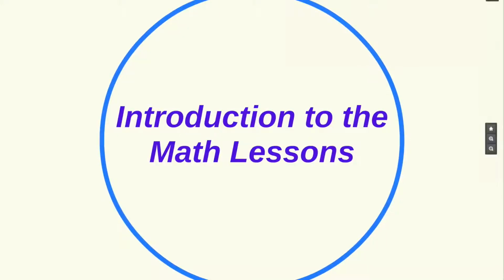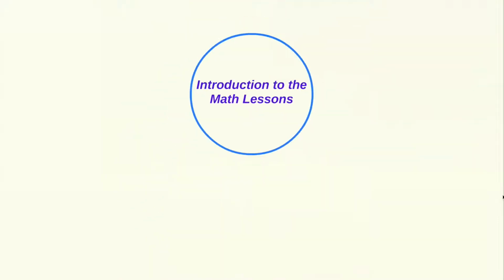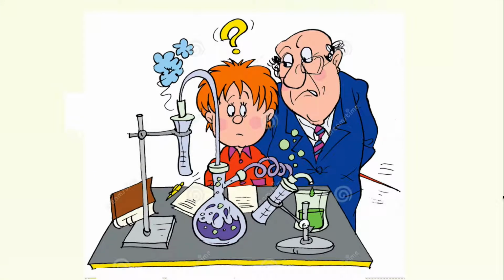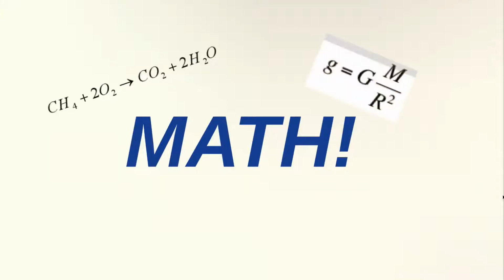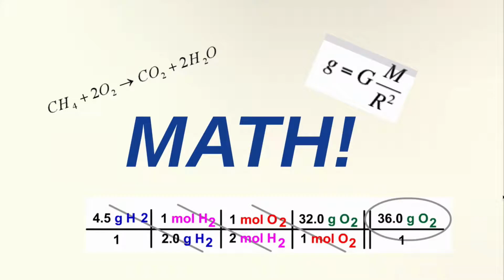This is an introduction to the math lessons, which accompany the physics and chemistry courses. There will be one math lesson for each science lesson. Many middle and high school students struggle with chemistry and physics. We believe that a lot of that has to do with math, specifically a few concepts that really need to be fully understood in order for students to grasp the higher level chemistry and physics concepts.